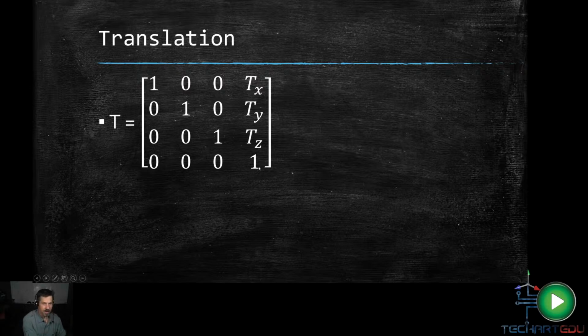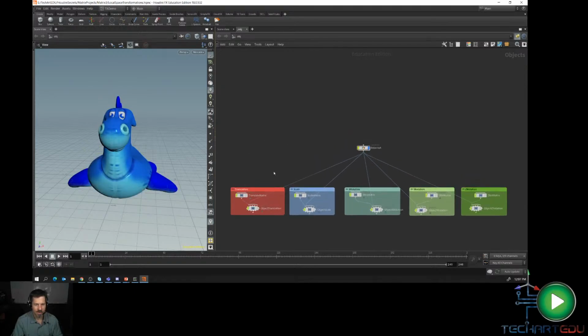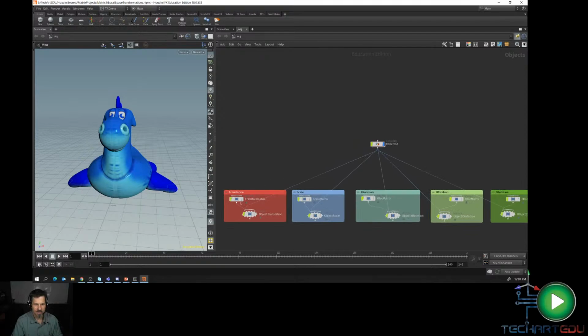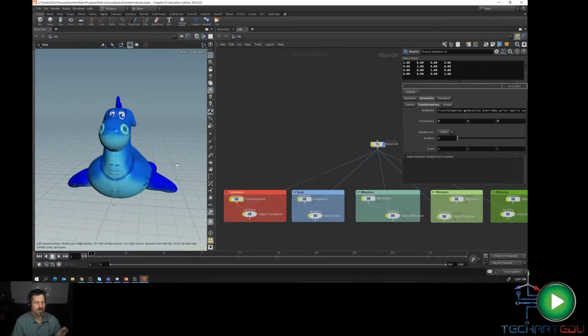So I'm going to bring up some Houdini. And so look at this. We've got Roberto here, our hero. What we're going to do is go in here and create a translation matrix. I've got this little icon here that designates it. I want to create a translation matrix that moves, let's see, 5 in x, 0 in y, and 5 in z.